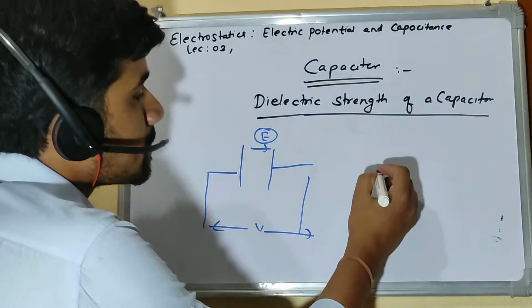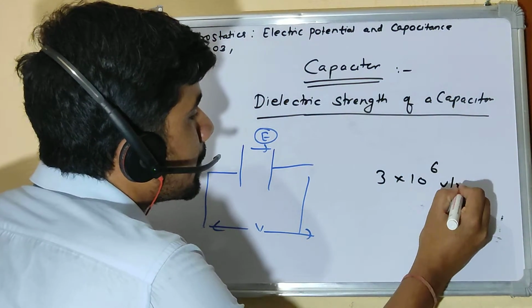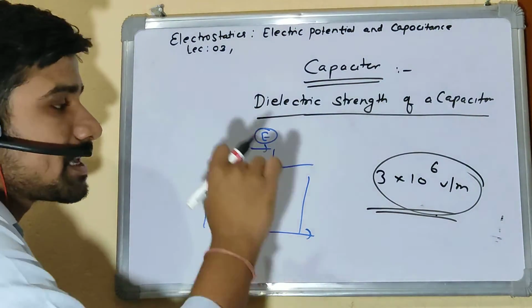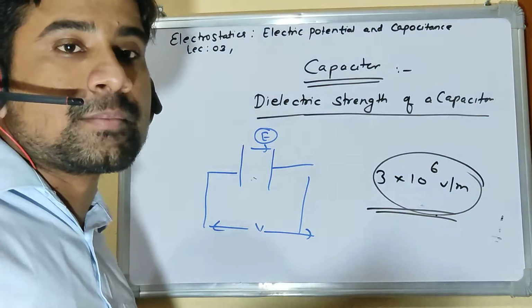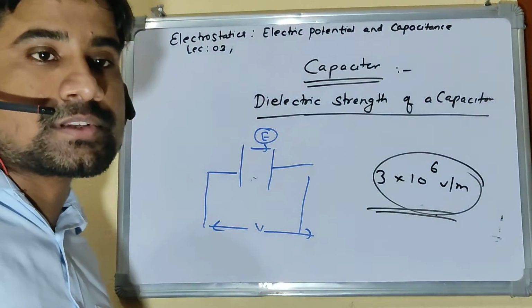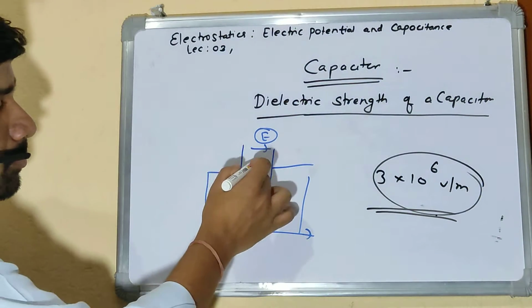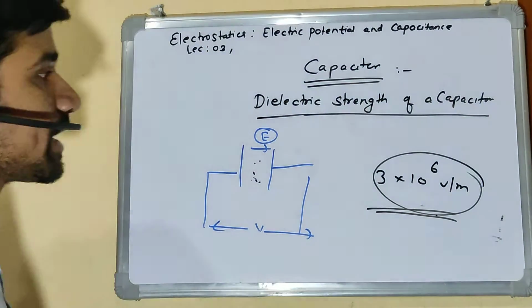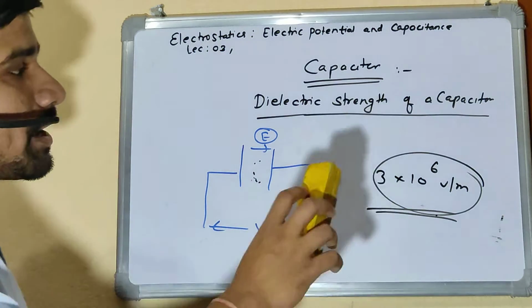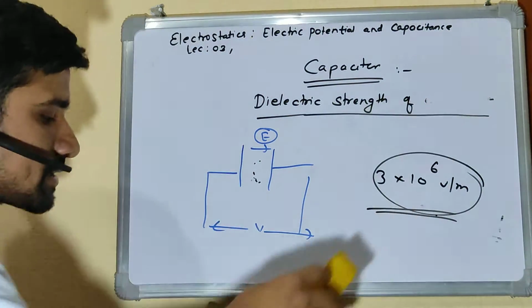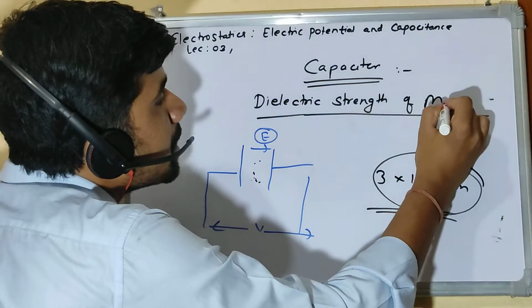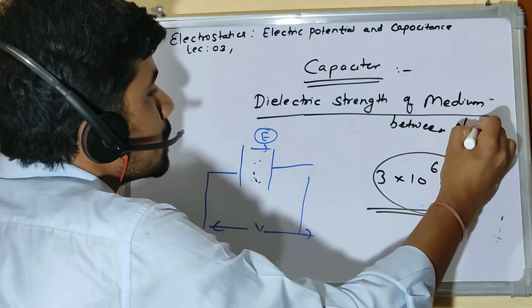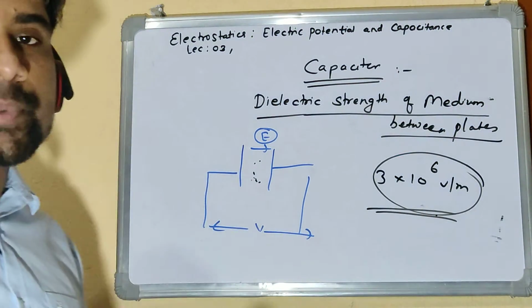Let's say for air the value is something like 3 into 10 to the power 6 volt per meter, right? So if I apply an electric field more than this, and the medium between the plates is air, the air will break down, meaning there will be ionization between the molecules. And then there will be an external field created because of those ions, and that will disrupt the functioning of a normal capacitor. So we should say it is the dielectric strength of the medium between capacitor plates, right?